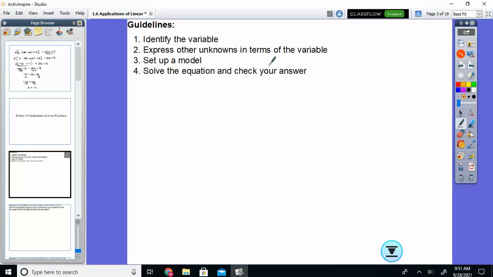Step 3 is setting up a model. That's like writing your equation. And then we have to solve it. The final thing, we check our answer, make sure it's reasonable. I really should put a step 5 up here: answer in a sentence. My rule is if I give you the problem in words, I want you to answer in words. So on every problem, you can get 2 points even if you don't have any clue what you're doing, if you tell me what your variable is and you write a sentence at the end. Those are easy points on every problem.